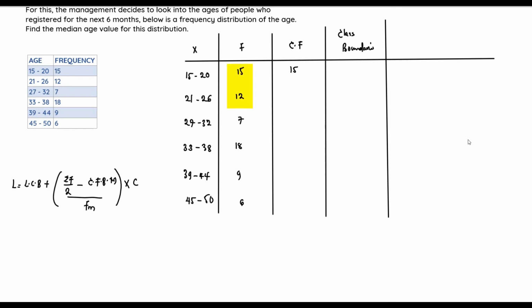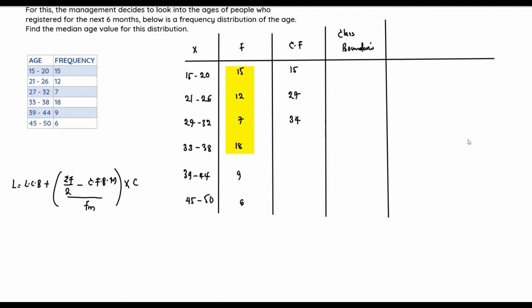That gives us 27. So at the third class, which is 27 to 32, we have the frequency at this class to be 7. So we're going to be summing the frequency at this class and the frequencies before it. So that's going to be 7 plus 12 plus 15, and that is going to be equal to 34. Okay, so the next class is 33 to 38, and we're going to be summing the frequencies 18 plus 7 plus 12 plus 15. So let's do the math.